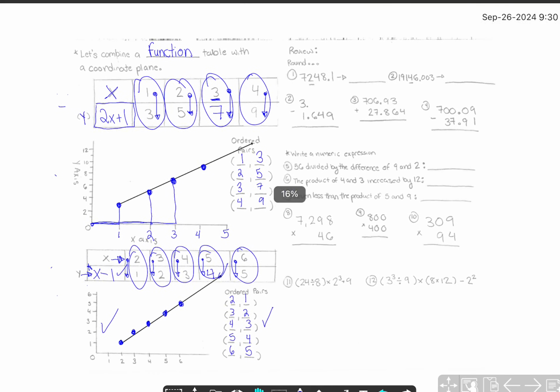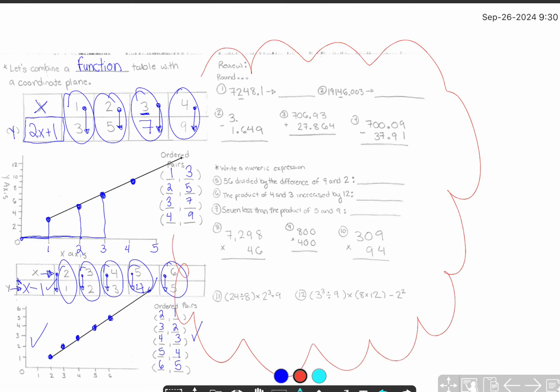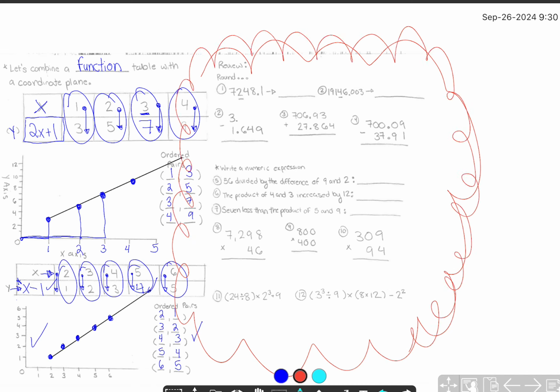The last page is actually everything over here is just a review of the concepts we've covered up to this point, with no coordinate planes or function tables. There will be information on rounding. You will have to subtract with decimals. Don't forget to add the zeros. Add with decimals. Writing numeric expressions. Solving multiplication problems. And then solving order of operation problems.